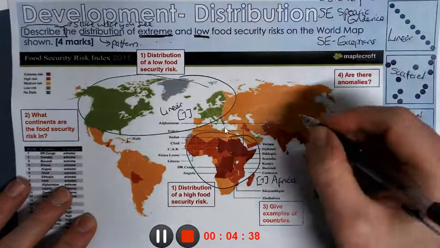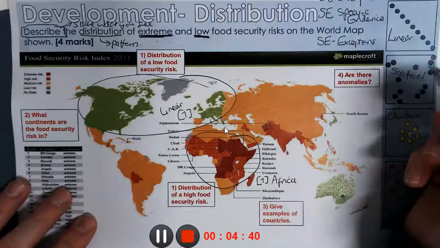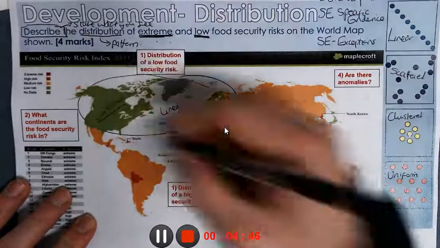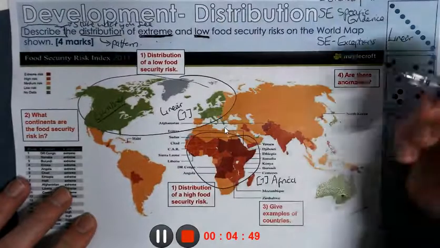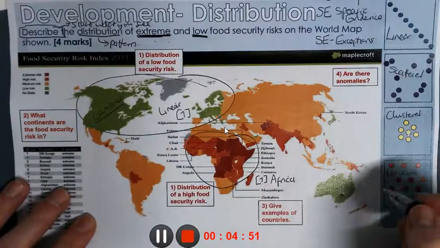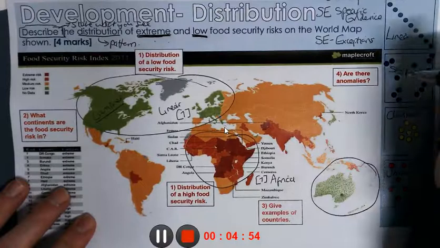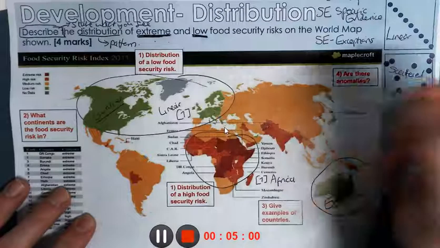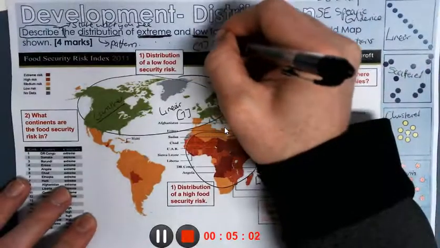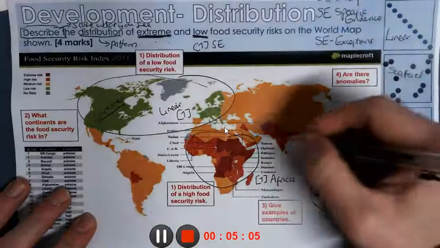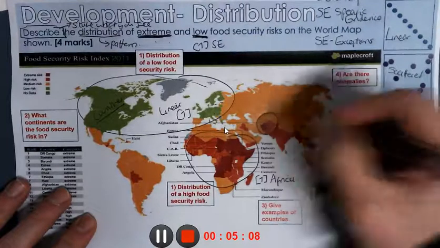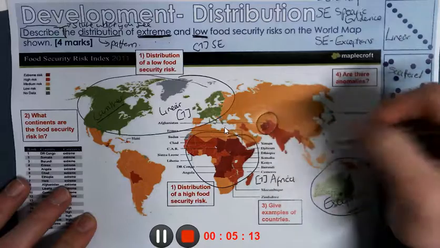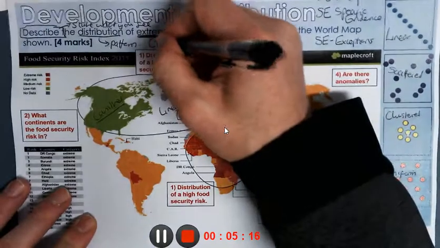You now need to use specific evidence or specific examples. So we are looking for, in maps, countries. So choose a country from here, choose a country from Europe, or you could talk about an exception for low risk, which is over here. Exception. That would be 1 mark for low for SE. In terms of extreme, you may want to use the outlier in Asia as well. Again, you go into an exception. It even lists the country for you, and that would be an example for SE.